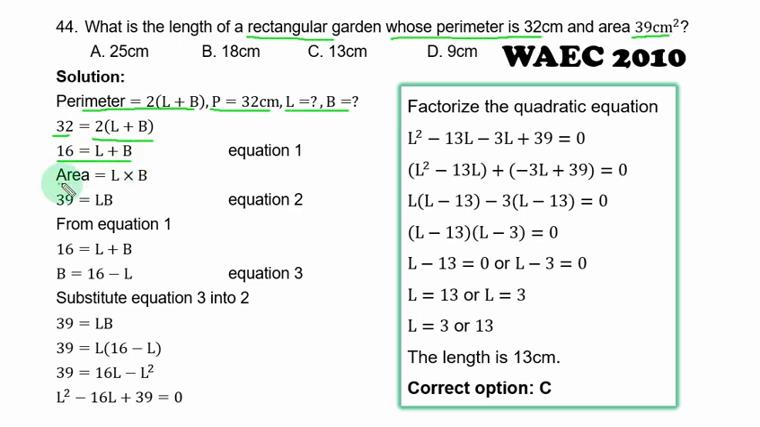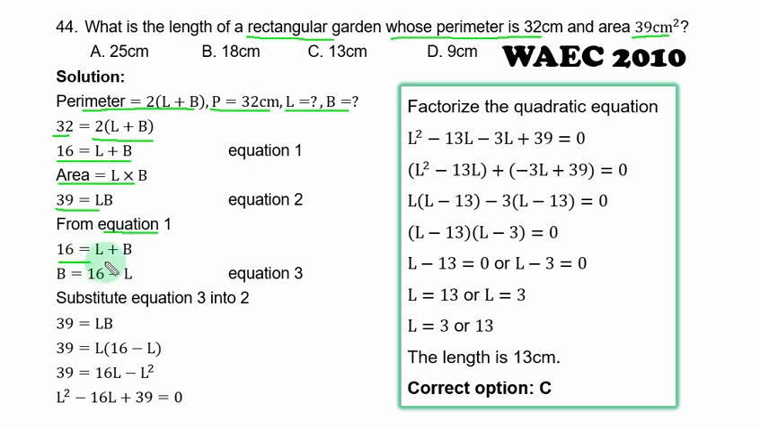The area is equal to length times breadth. The area is 39 equal to LB. You call that equation 2. We have two equations. Equation 1 is linear. Equation 2 is non-linear. You start from the linear equation, that is equation 1.